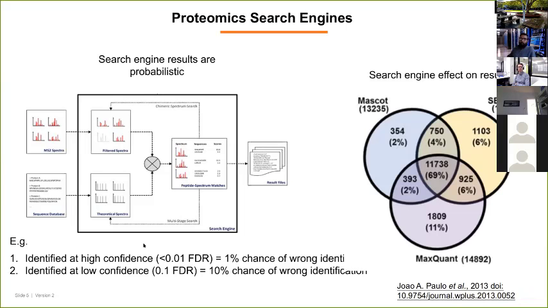The other thing is these search engines, as I mentioned, these algorithms can have some impact on your results. For example, this is a publication from 2013 where they compared Mascot, Sequest, and MaxQuant. As you can see, there are common elements as well as subtle differences between the search engines. So based on the problem we have, we will be picking the best algorithm for you, and if we need, we will combine different search engines as well.